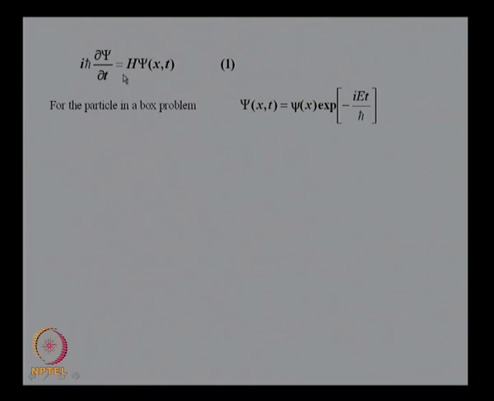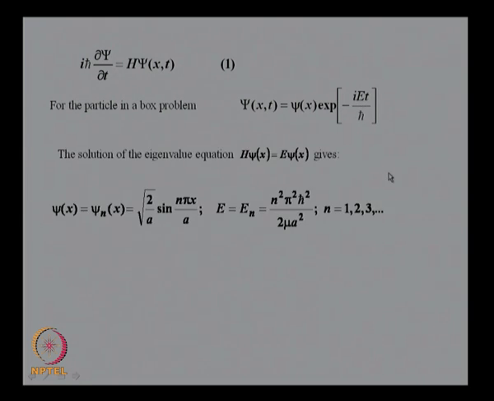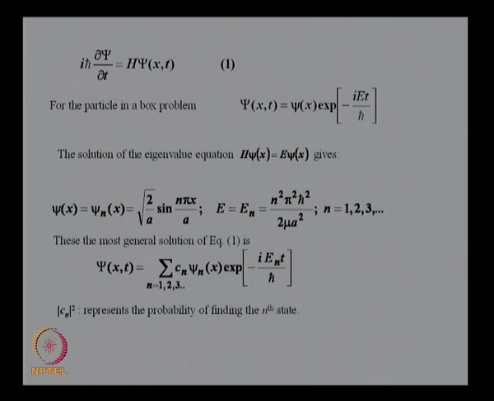So, we had started off by solving this time dependent Schrodinger equation, and for the particle in a box problem, we wrote down psi of x, t is equal to psi of x e to the power of minus i E t by h cross. We obtained these normalized eigenfunctions, and these are the energy eigenvalues. Therefore, the most general solution is a superposition of this, and mod C n square will represent the probability of finding the particle in the nth state.